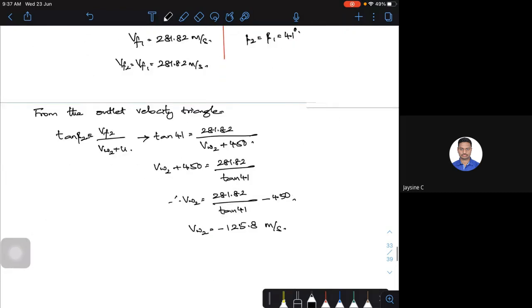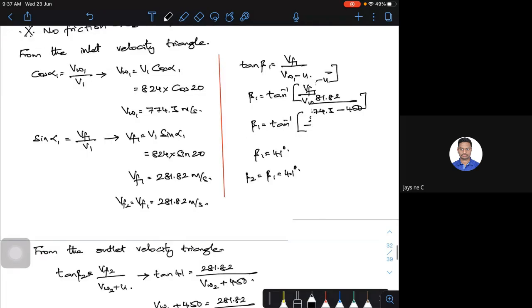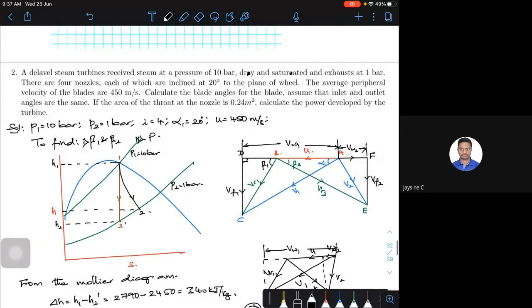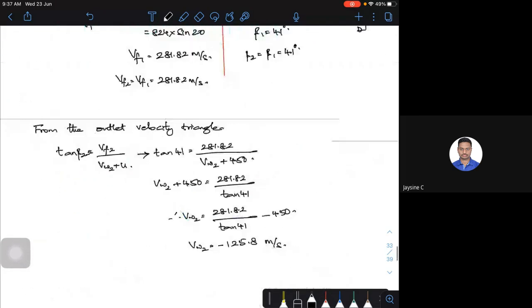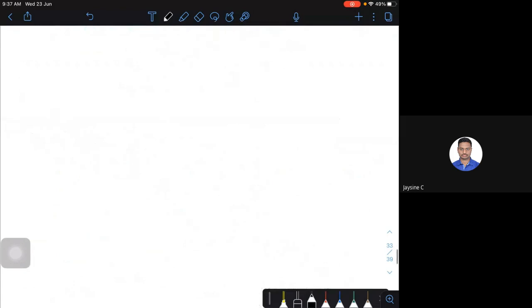Now, what is the formula to find the power? The mass flow rate is not given. Let's assume the mass flow rate to be 1 kg per second. So power P is equal to mass flow rate into Vw1 minus Vw2 into U, because both are in the same direction. If they were in different directions, it would have been Vw1 minus of minus Vw2.